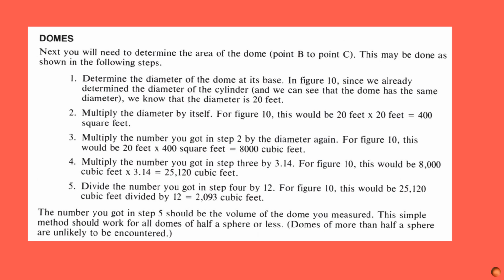5. Divide the number you got in Step 4 by 12. For Figure 10, this would be 25,120 cubic feet divided by 12 equals 2,093 cubic feet. The number you got in Step 5 should be the volume of the dome you measured. This simple method should work for all domes of half a sphere or less. Domes of more than half a sphere are unlikely to be encountered.